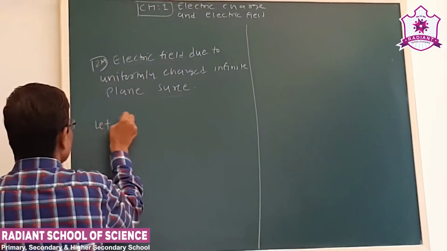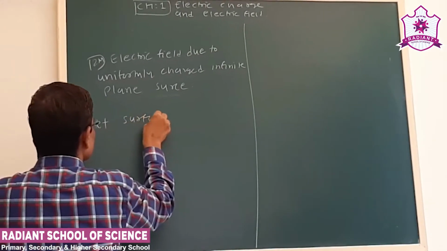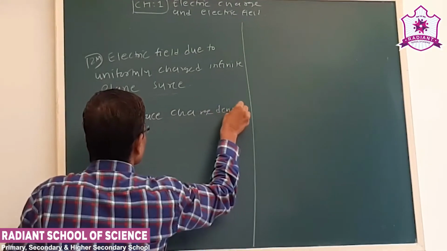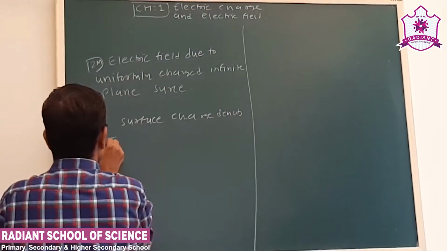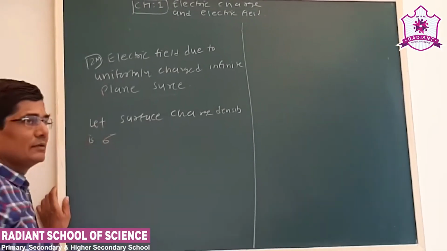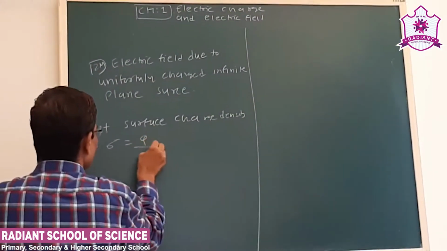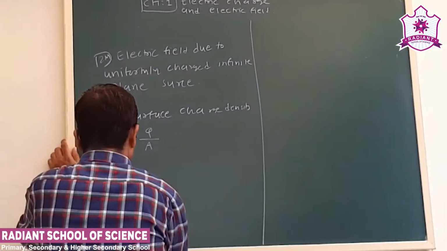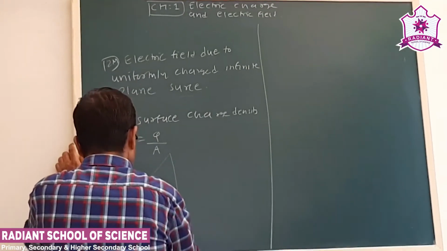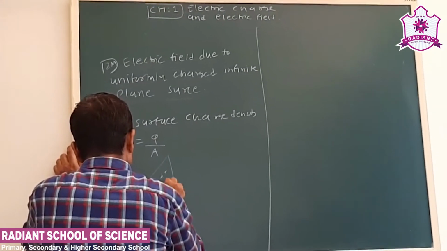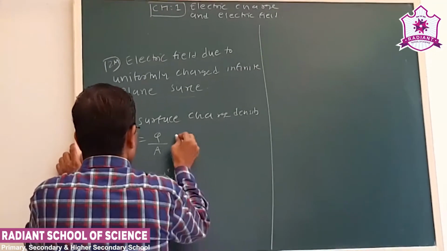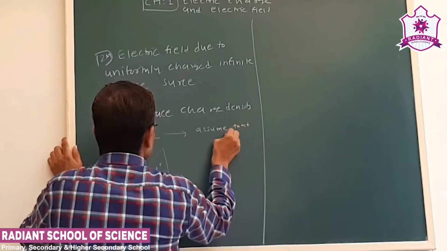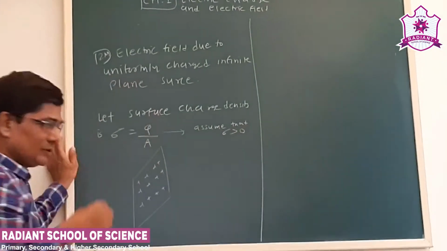So we can write, let the surface charge density be sigma. We saw earlier that sigma is Q by A. Now let us say this is a uniformly charged infinite plane surface. We also assume that sigma is greater than 0, that means it contains positive charge.